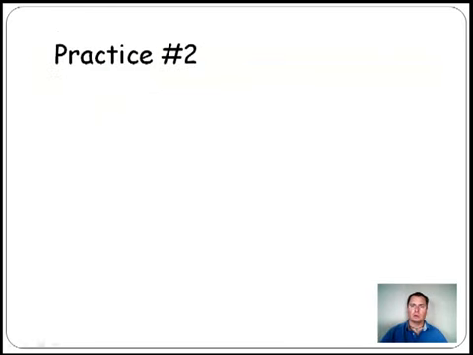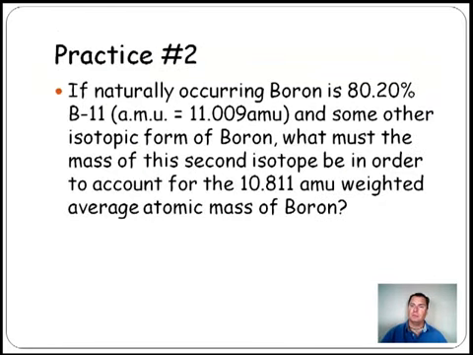It says, if naturally occurring boron is 80.2% B11 with an AMU of 11.009 and some other form of boron, so there's 2 isotopes that make it up, they want to know what must be the mass of the second isotope in order to account for a 10.811 AMU weighted average mass. So they want to know what's the mass of the second isotope for boron. So let's work through this one together.